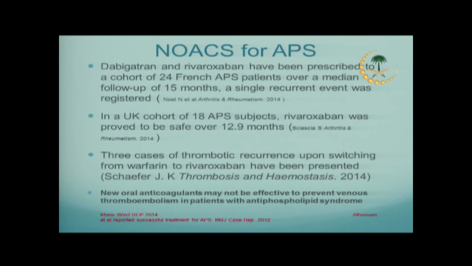And there is one study for apixaban. From clinical experience over the last 5 years where we had exposure to NOACs, in the UK a cohort of 18 patients with APS received rivaroxaban and they proved safety and efficacy up to 12 months. In another study, 3 cases of thrombotic recurrence were presented with thrombosis after switching from warfarin to rivaroxaban. And there are a couple of other studies, either in favor of using the NOACs for anticoagulation or against.